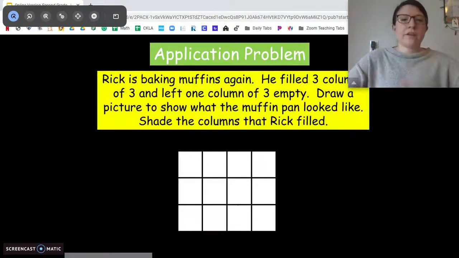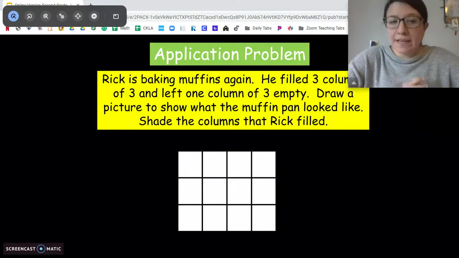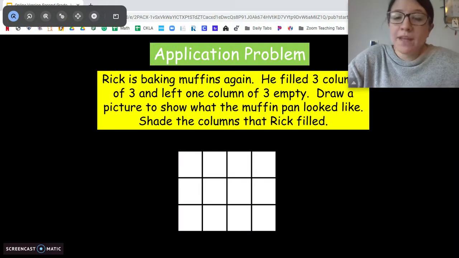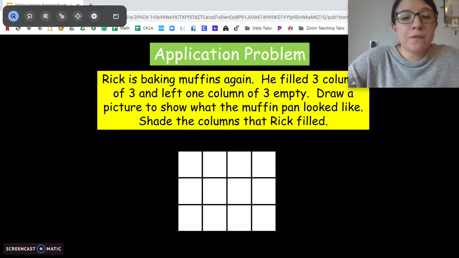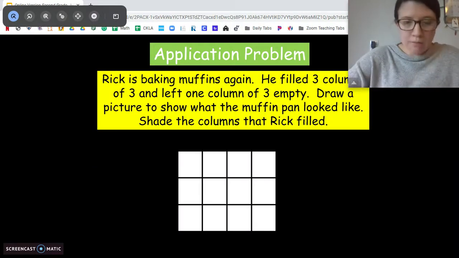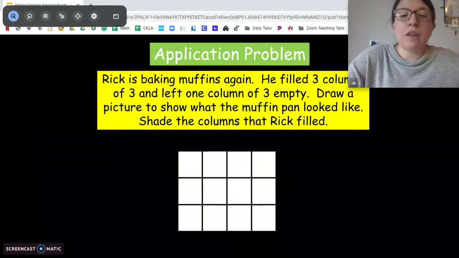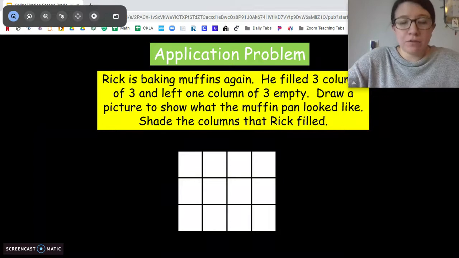Okay, here's our application problem. This says Rick is baking muffins. He filled 3 columns of 3 and left 1 column of 3 empty. Draw a picture to show what the muffin pan looked like. Shade the columns that Rick filled.